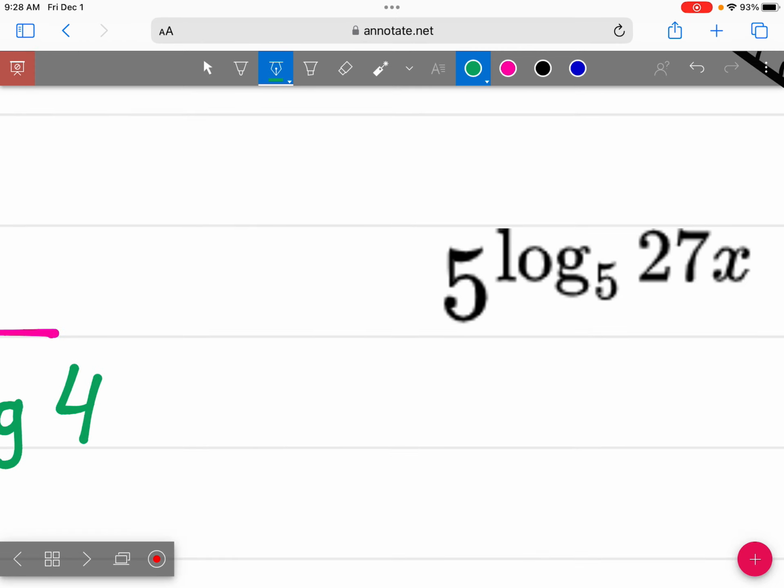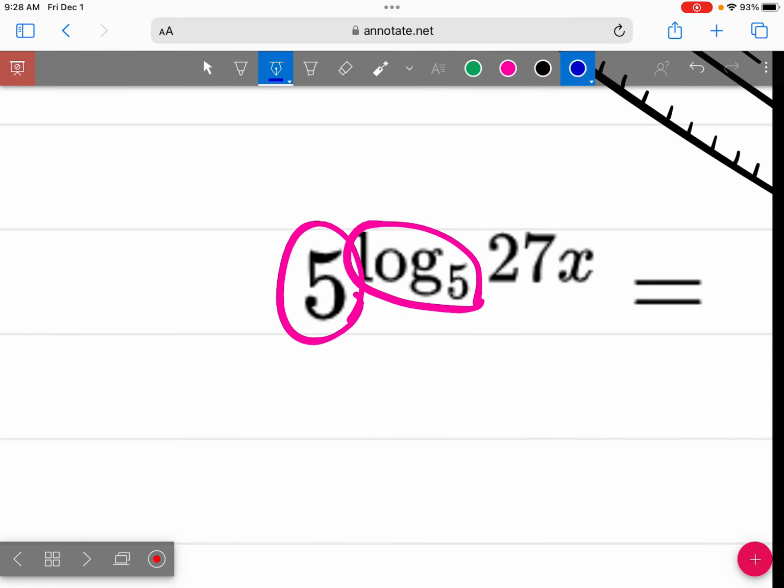So if the base of your exponential and the base of your log are the same, love how much space I gave myself here. So much fun. I'm just going to write it. What does this one equal?